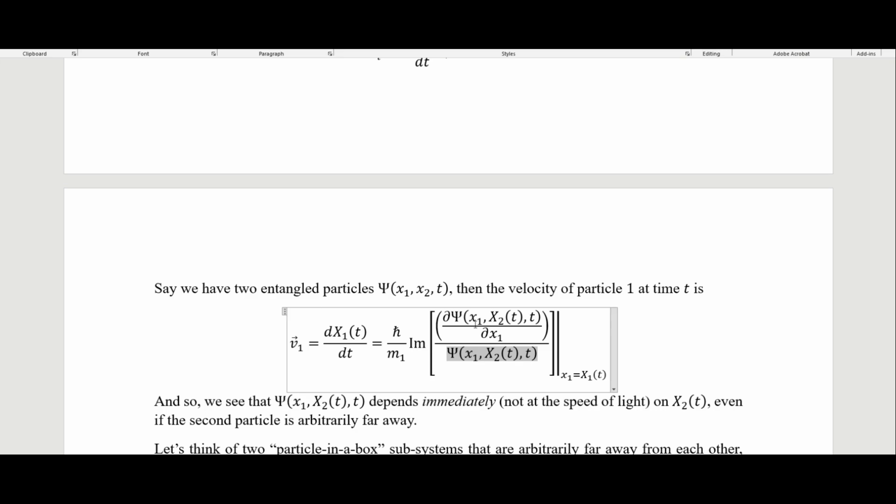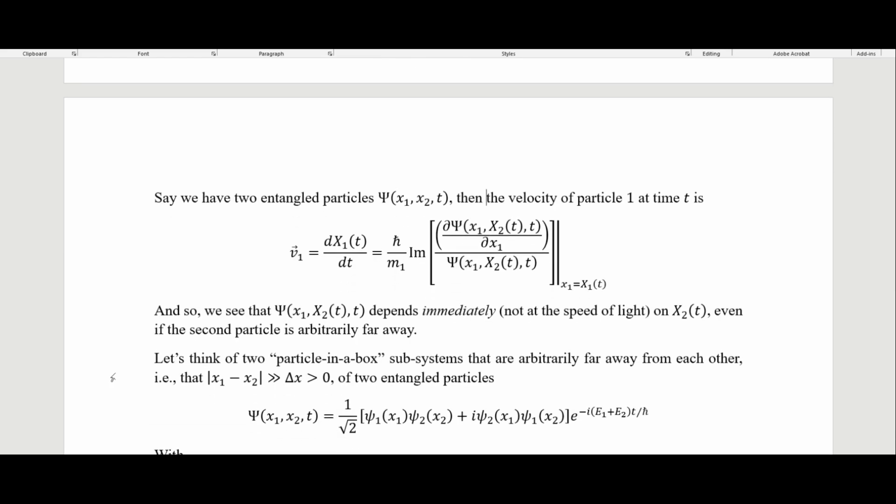And so it depends on the velocity, which is the probability current over the probability density, as we talked about in a previous video. And so we see that this here depends immediately. So this is just for particle 1, and we have this position here for particle 2. We see that this depends immediately, so not on the speed of light. This is instantaneous on the position of particle 2 here, even if the second particle is arbitrarily far away.